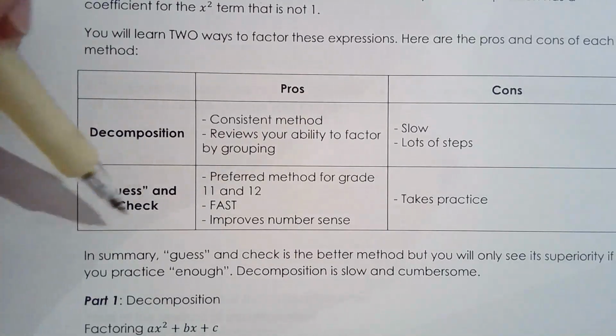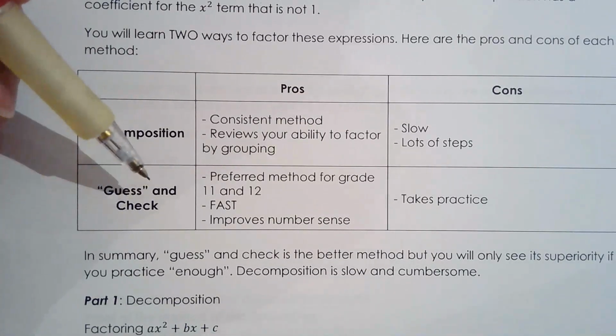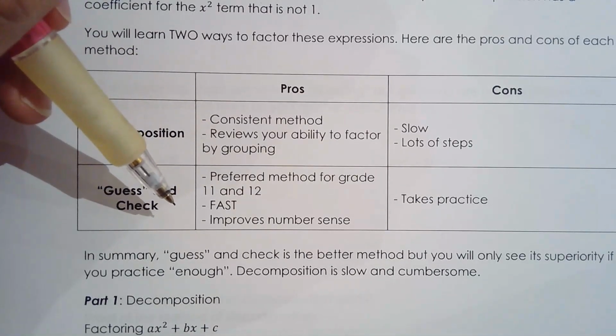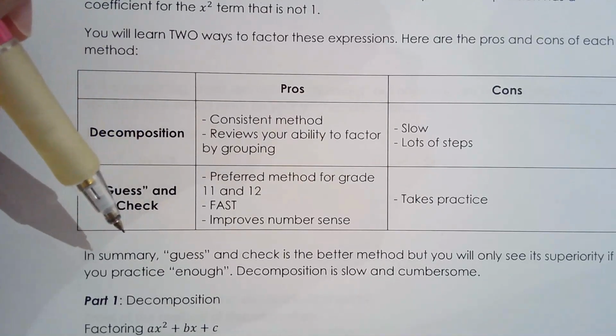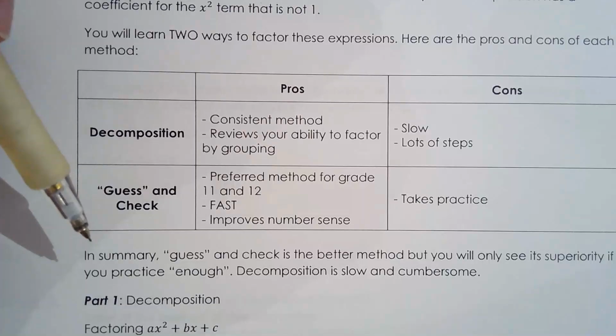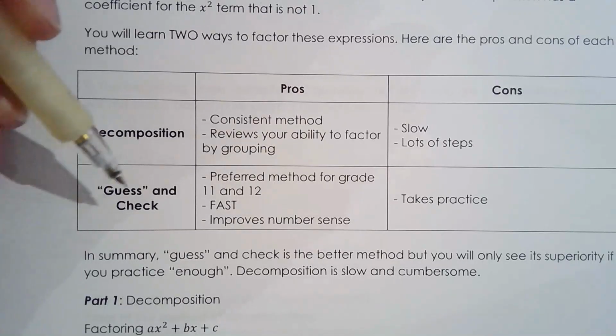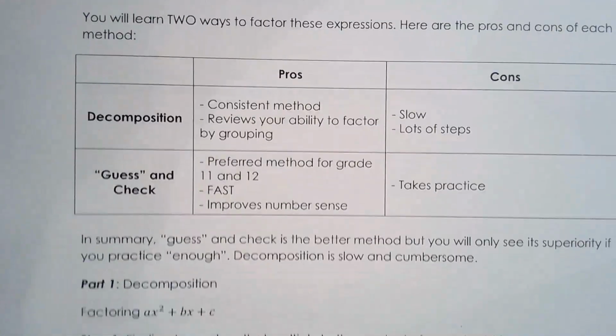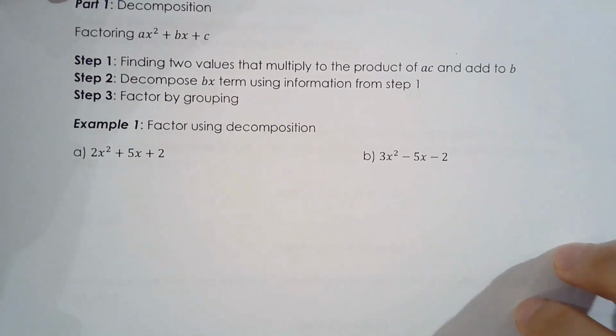But this other method, the guessing and checking, is the preferred method in grade 11 and 12 because you will have to for complex trinomials, and it should not take you more than 10 seconds to factor a complex trinomial. And you cannot do it in under 10 seconds when you use this method of decomposition. It takes way too long. Okay, so you know what? Without further ado, let's just show you the method of decomposition.